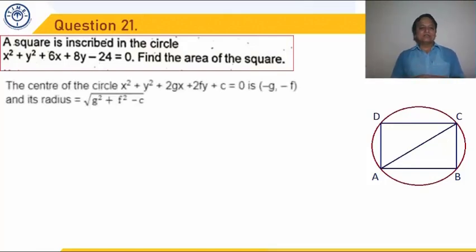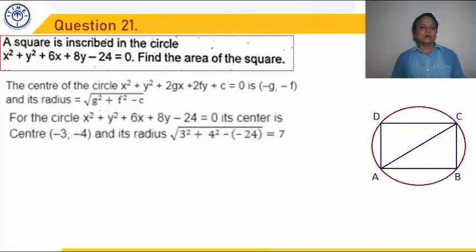Now, the equation of the circle is given as x square plus y square plus 2gx plus 2fy plus c equal to 0. If the circle is in general form, the center coordinates are minus g, minus f and the radius is under root of g square plus f square minus c. So the center coordinates are minus 3 comma minus 4. Coefficient of x was 6, half is 3, change the sign, minus 3. 8 half is 4, change the sign, minus 4.